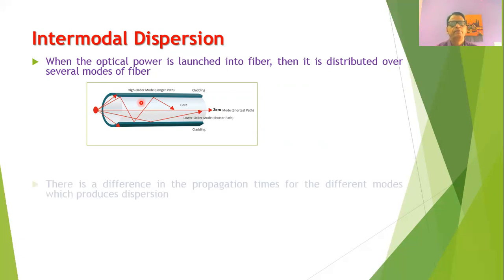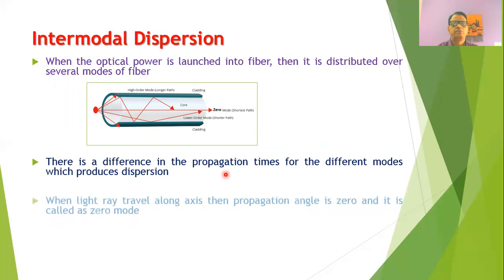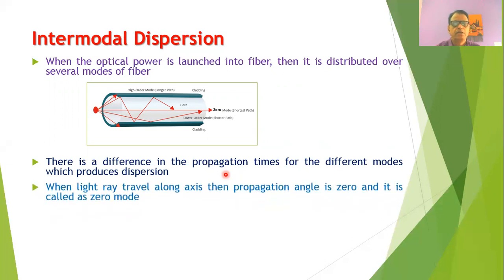So when all such light rays trace different paths through the optical fiber and reach the end of the fiber, there is a difference in the propagation time for the different modes. Because of this, dispersion is produced in the optical fiber. The light rays that travel along the axis have a propagation angle of zero, and in that case that mode is called the zero mode. This is the shortest path for the light ray to travel through the fiber.